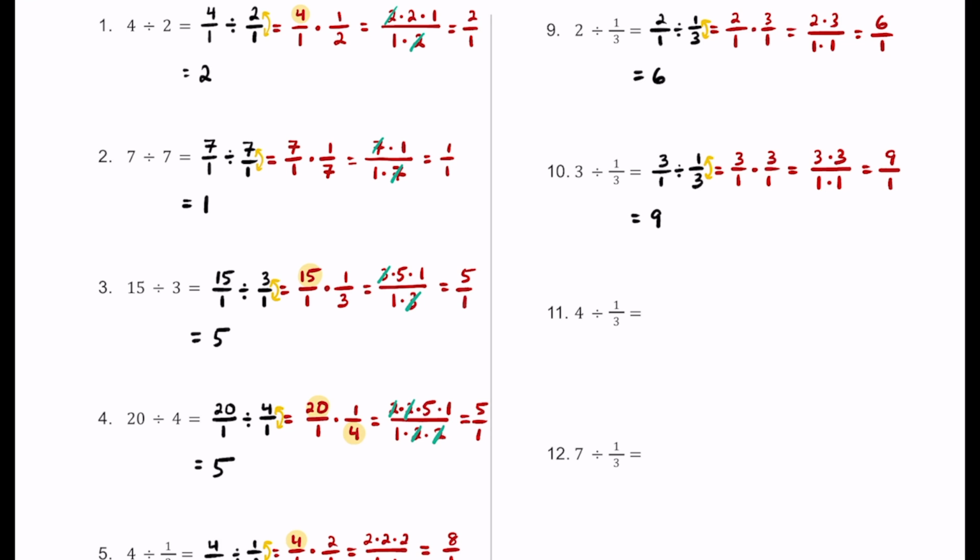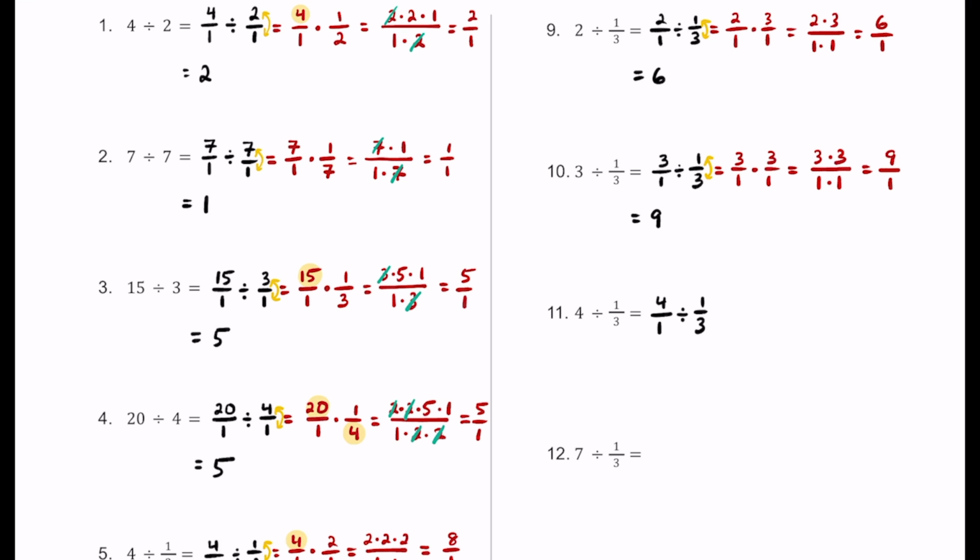So imagine you had 3 cookies and you cut them all into third size pieces. Then there would be 9 of these 1/3 size pieces. For number 11, we have 4 divided by a third. So imagine 4 cookies and cutting them all into third size pieces. How many total pieces would we have? Maybe you can imagine what that would be.